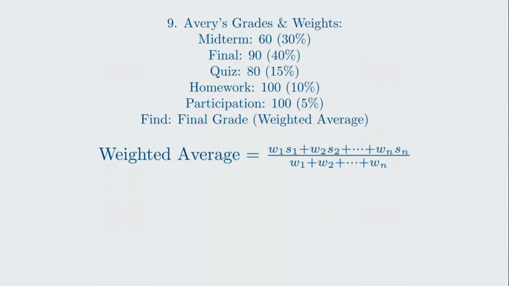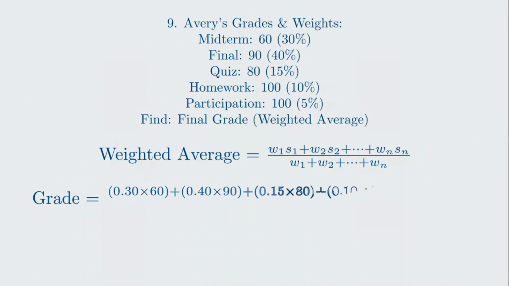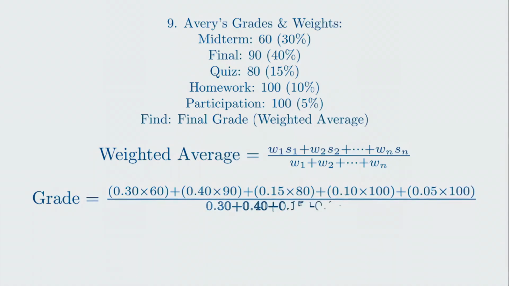Let's plug in Avery's scores and the given weights. Avery's final grade is 0.30 times 60, plus 0.40 times 90, plus 0.15 times 80, plus 0.10 times 100, plus 0.05 times 100. And we'll divide all of that by the sum of the weights, which is 1.